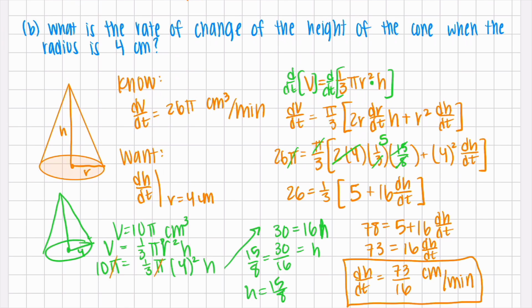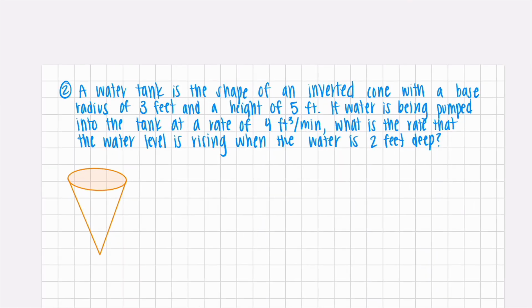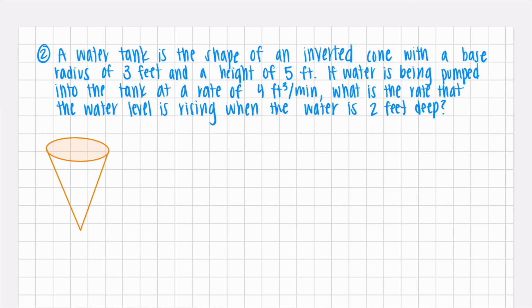We have one more example. It says a water tank is the shape of an inverted cone with a base radius of 3 feet and a height of 5 feet. So those measurements are not going to change. So I'm going to label those on our picture. My radius is always 3 feet, and the height of my cone is always 5 feet.